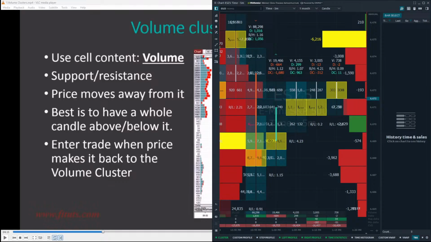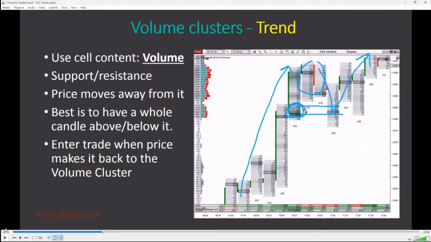Let's get back into the video here. Right? That's the whole logic behind this setup. You always want to see heavy volume cluster, then price move away from it, and then retest this zone. This is when you enter a trade. Right? Now, let me go through some examples.